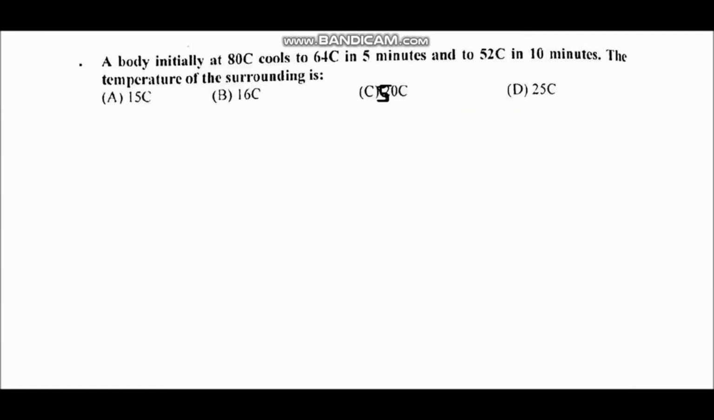Next question is, a body initially at 80 degree Celsius cools to 64 degree Celsius in 5 minutes and to 52 degree Celsius in 10 minutes. Means the temperature changes from 80 to 64 in 5 minutes and from 64 to 52 in 10 minutes. Then the temperature of the surroundings is, we have to find the temperature of surroundings.